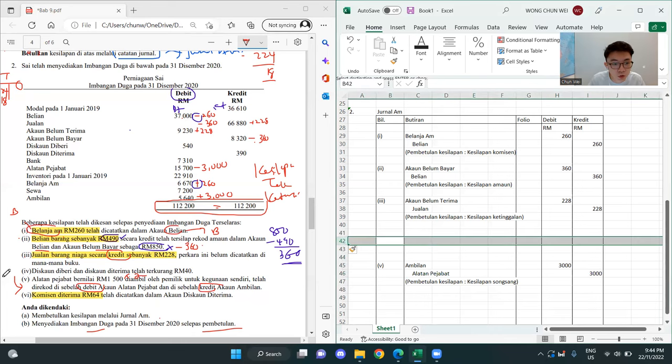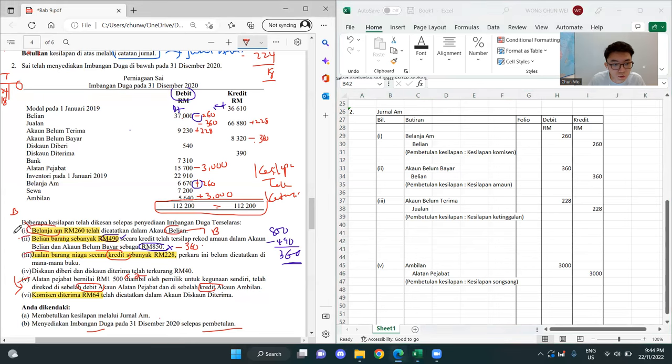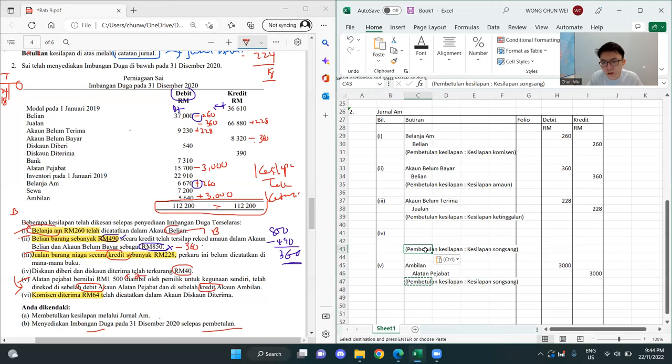Go back to 4. I just accidentally skipped it. Okay. Discount diberi dan discount diterima telah terkurang 40. So if they straight away tell you terkurang, this is a kesilapan saling mengimbangi. Can you see? So just look at the keyword. So they give you 40-40.